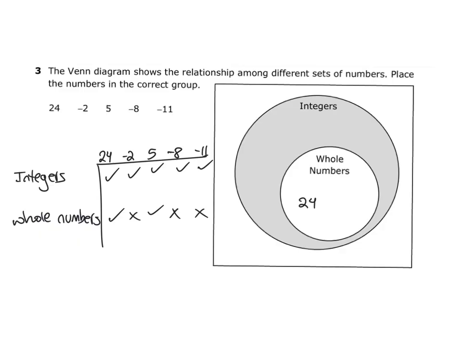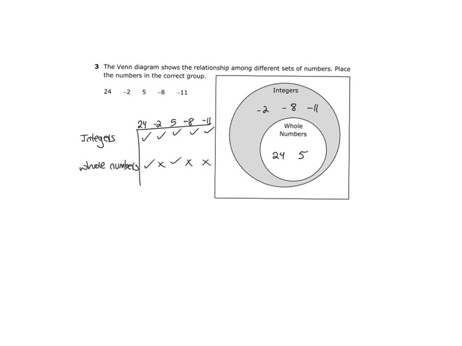24 and 5 are both whole numbers and integers, so they go in here. And negative 2, negative 8, and negative 11 are integers, but they're not whole numbers. So they're going to go in this area out here. Beautiful. Could we show that same information using a Venn diagram? We sure could.